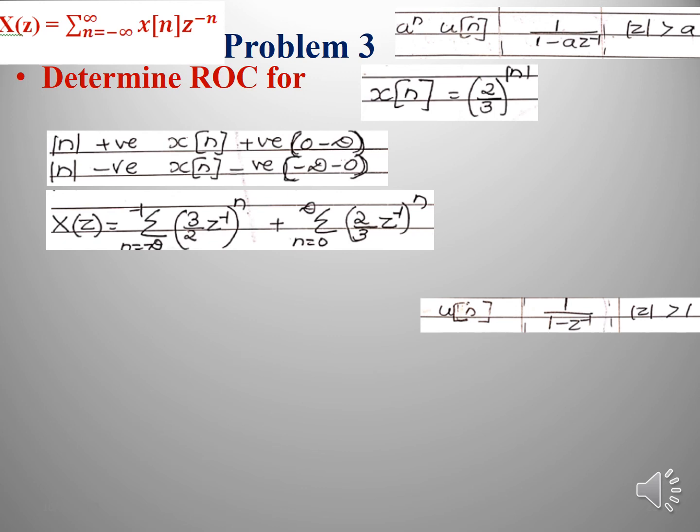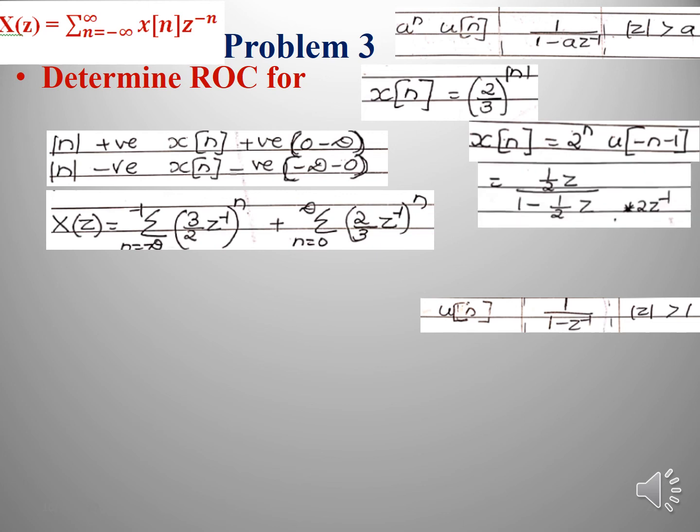Therefore, the expression could be rewritten as x of z equal to, from n equal to minus infinity to minus 1, taking the minus sign out, the summation of 3 by 2 z power minus 1 power n, plus the summation n equal to 0 to infinity, the usual expression, of 2 by 3 z power minus 1 power n. Therefore, on similar grounds to what we had for x of n equal to 2 power n u of minus n minus 1, we have got this as half z divided by 1 minus half z.